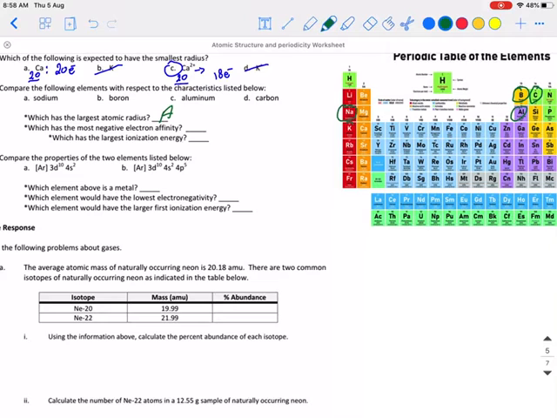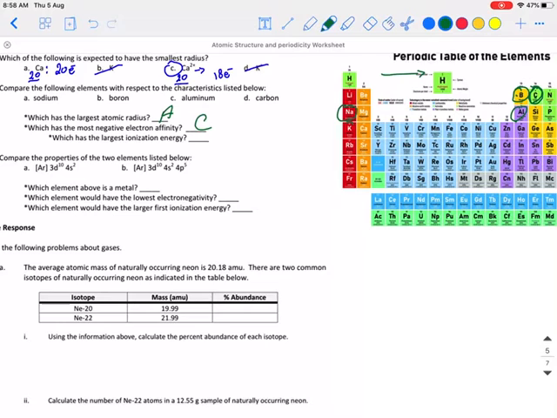Which has the most electron affinity? Electron affinity is the energy released upon the addition of an electron to an isolated gaseous atom. Electron affinity increases across the period but decreases down the group. So between sodium, boron, and carbon, C is the best option.